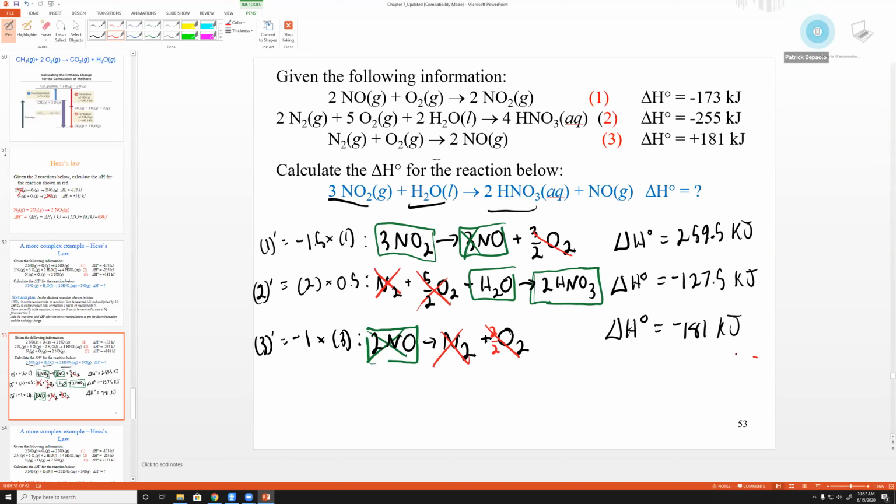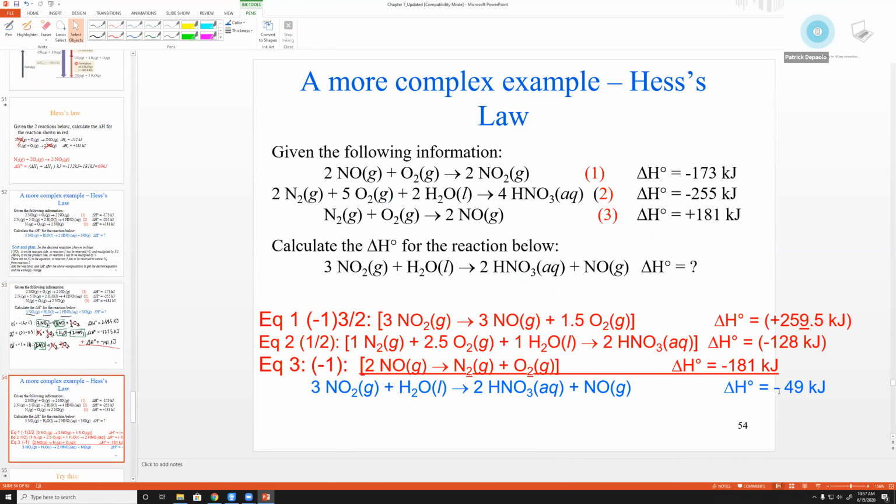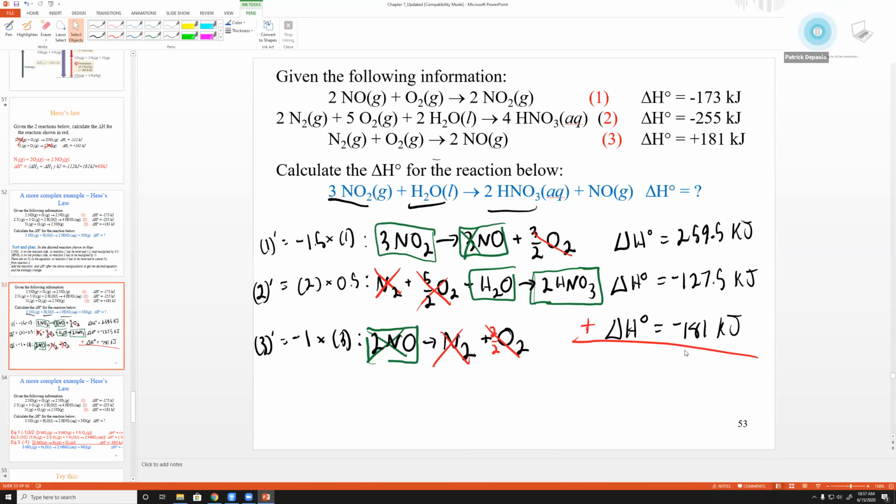Now we're going to add everything up, and we'll do it in blue. And our answer, I think they have the answer. The answer is going to be -49. So that looks like it could be 49. Let me double check. 259.5 minus 127.5 minus 181. Yep, -49. -49 kilojoules. All right, cool.